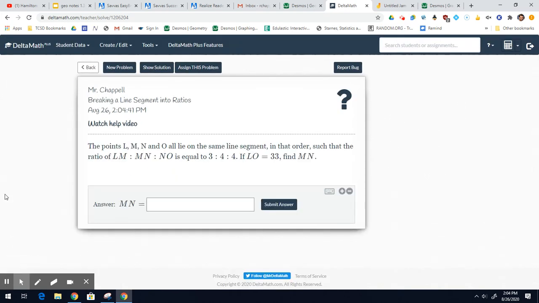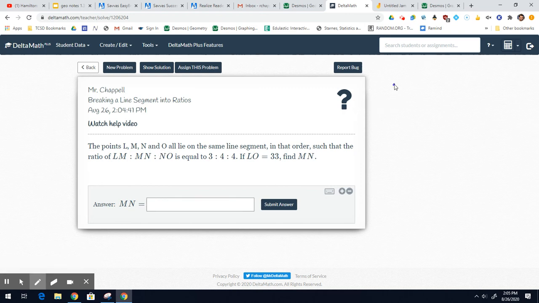Okay, here's a second problem I want to look at with you guys. It says the points L, M, N, and O all lie in the same line segment. Could have said collinear, right? But in that order, such that the ratio of LM to MN to NO is 3 to 4 to 4. If LO is 33, find MN. So again, you might want to start with a drawing. It says that L, M, N, and O are on the same segment in that order.